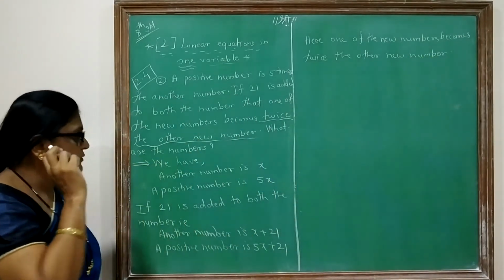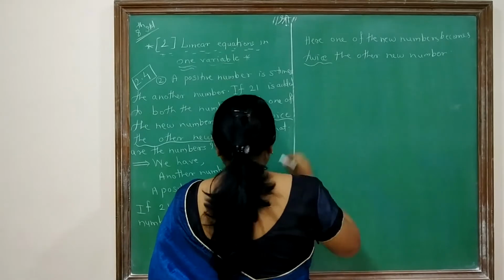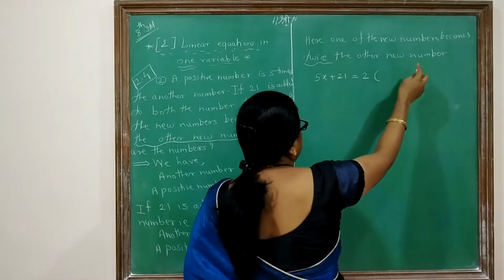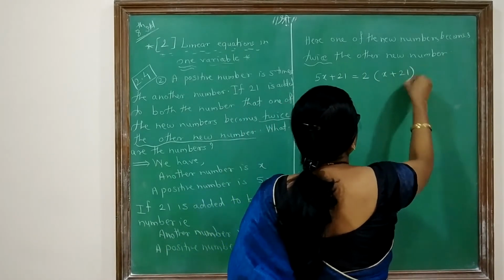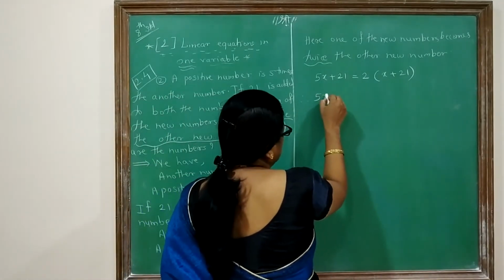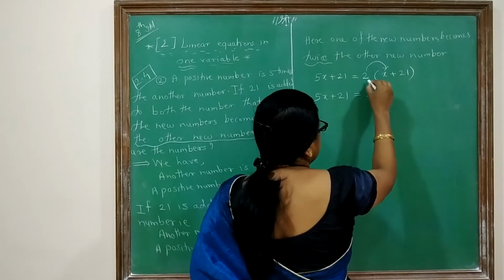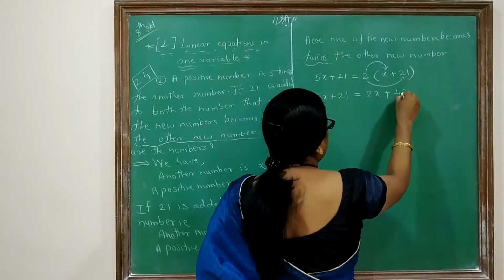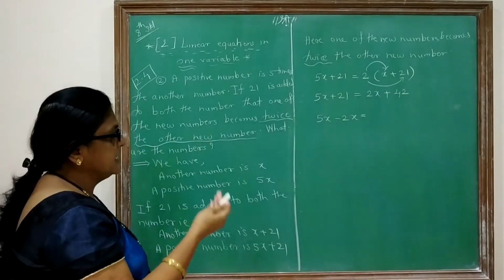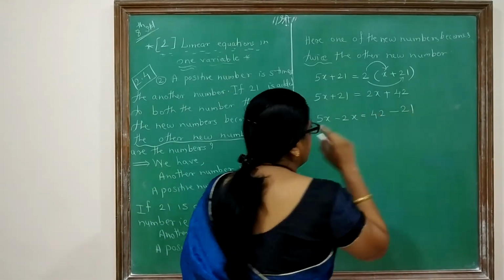Another new number means your other number becomes twice. Then your positive number is 5x plus 21, and twice the other number, that is x plus 21, means 2 in bracket x plus 21. We will solve. 5x plus 21 equals 2 multiplied by x, that is 2x, plus 2 multiplied by 21, that is 42. And then 5x minus 2x, because this plus 2x is transferred to this side, so you write minus 2x, and this plus 21 is transferred to that side, that is minus 21.